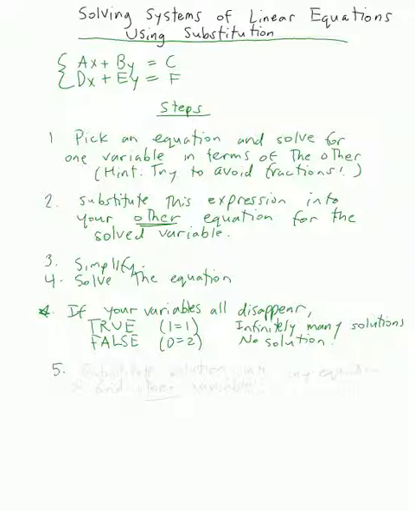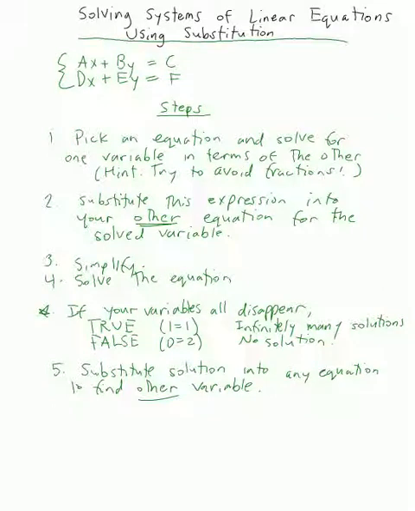Now, almost always, that's not going to happen. So once you solve the equation, you're going to substitute the solution into any equation to find the other variable. So that's basically it. There are 5 steps. Let's go ahead and do an example problem.